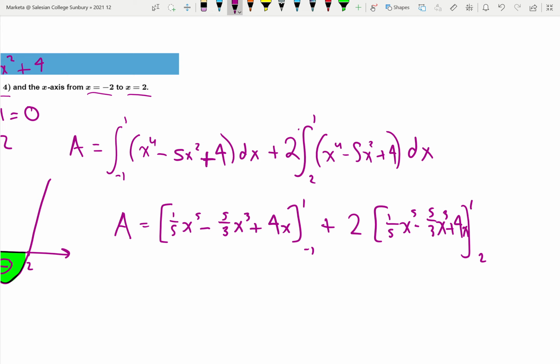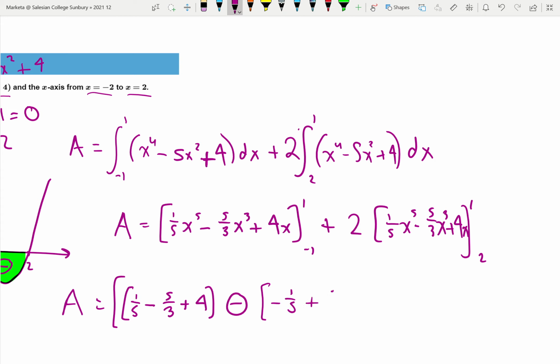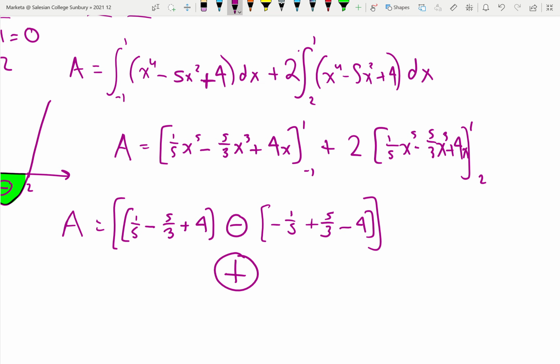And it would take quite a long time to sub these in by hand. Some of the questions are by hand. I'm going to cheat and do it on CAS in a minute, but just to let you know, you must be very careful with your brackets. So I'll sub the 1 in, minus, let's sub in -1. It's going to be -1/5 plus 5/3 minus 4. And then I would be adding that, I'll do it on the next line, to 2 of these.